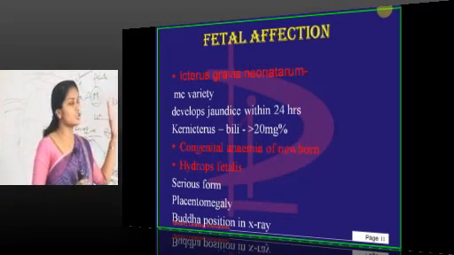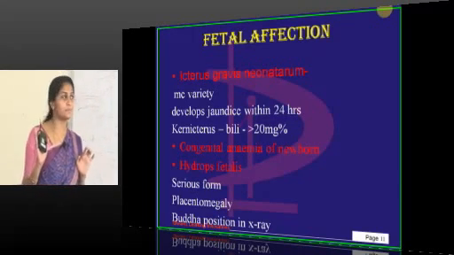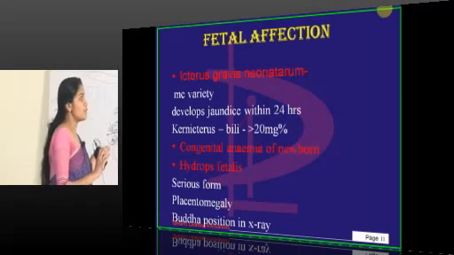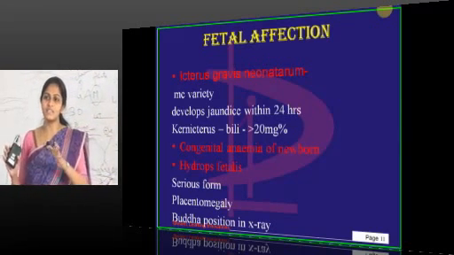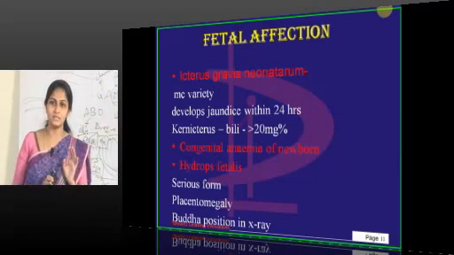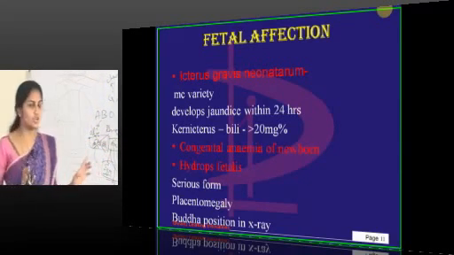The main thing is that the most common is icterus gravis. It is seen within 24 hours and always indicates it is pathological. Then there can be hydrops fetalis, the serious form. The question is, the most serious form of Rh incompatibility is hydrops. The most common form is icterus gravis neonatorum.